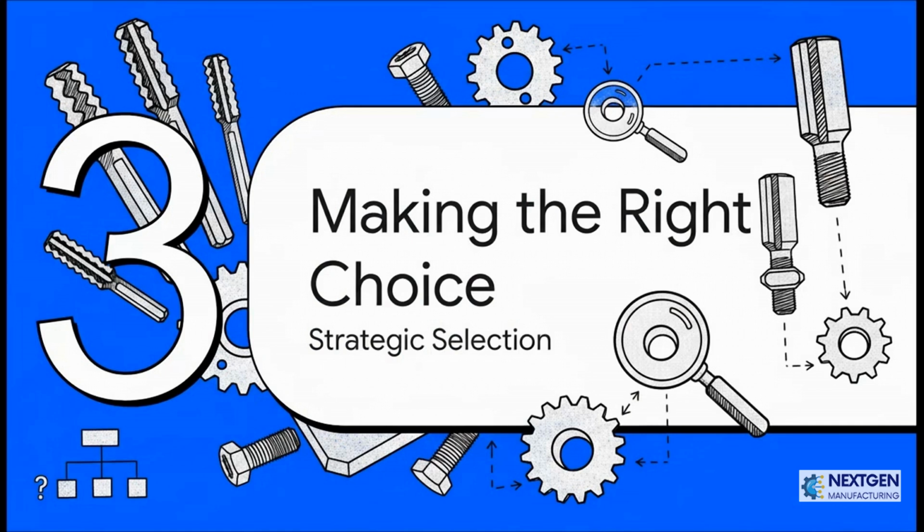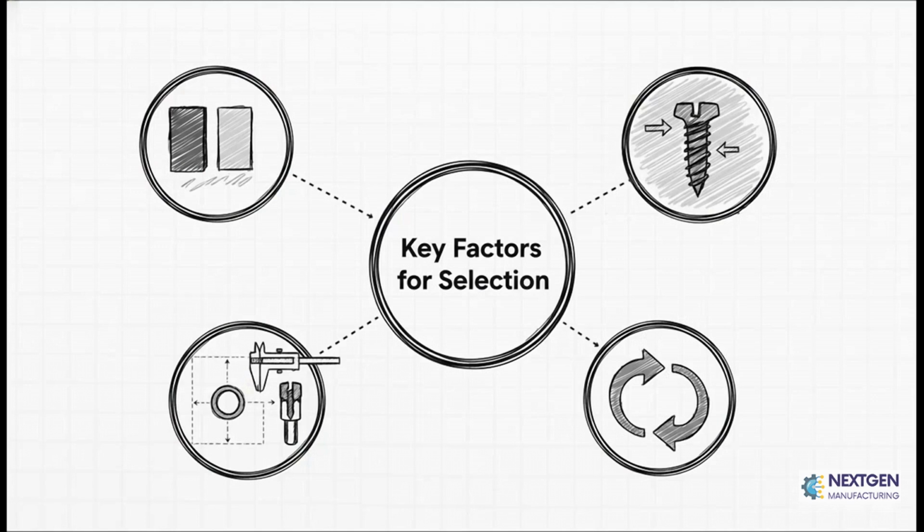This isn't guesswork, folks. It's a strategic decision, and it's all based on a few key factors. It really just boils down to a few critical questions you have to ask yourself. What material are you cutting into? Is it tough steel or soft aluminum? What's the thread pitch, the distance between the threads? Is it a coarse thread or a fine one? And of course, you've got to match the tap size to the hole you drilled. Every one of these answers points you toward the perfect tool for that job.